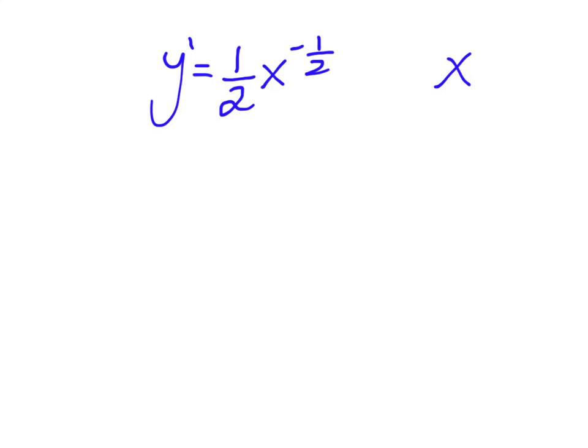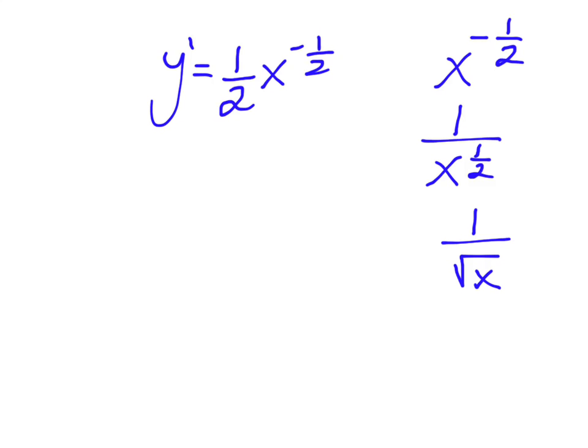So x to the negative 1 over 2 is the same as 1 over x to the 1/2. Basically you take the reciprocal of the base and you end up with this. And that's the same as 1 over x, or root x. So this changes to 1 over 2 root x. Again, depending on how your teacher wants it, either one of these forms might be acceptable.